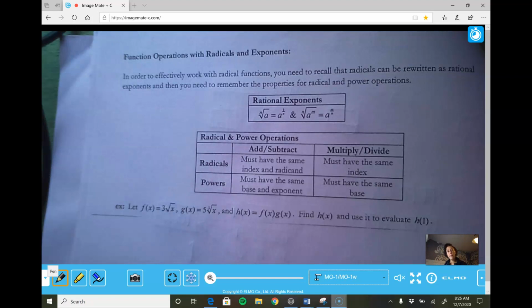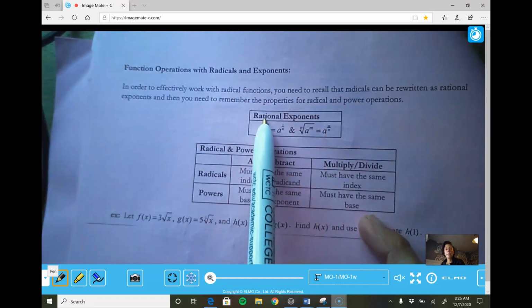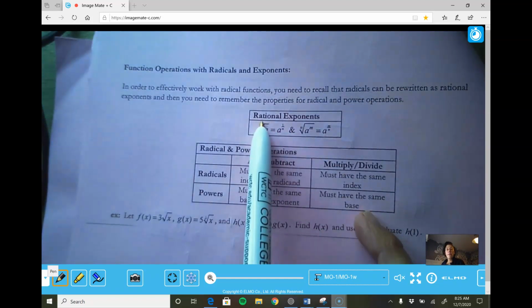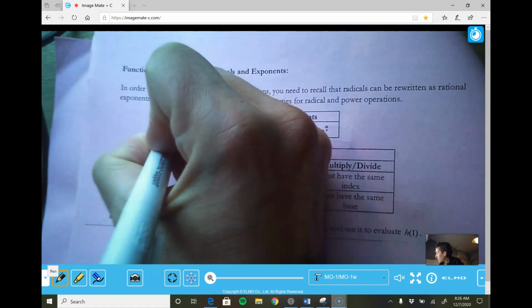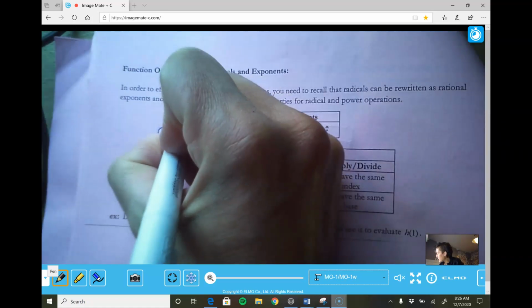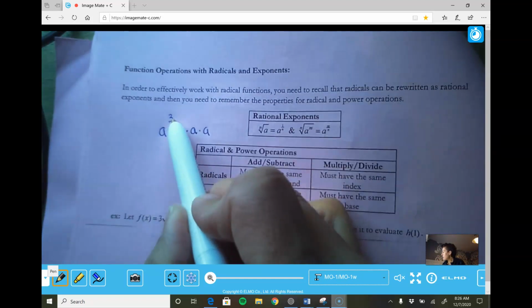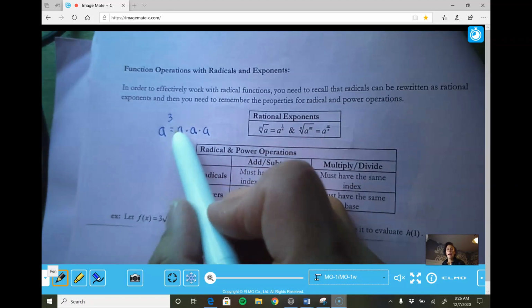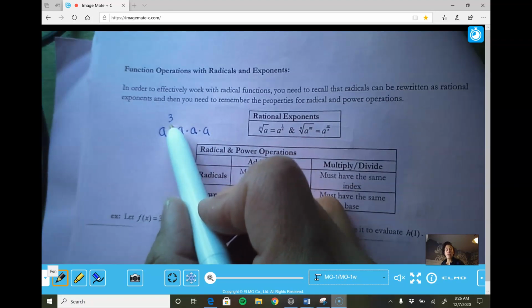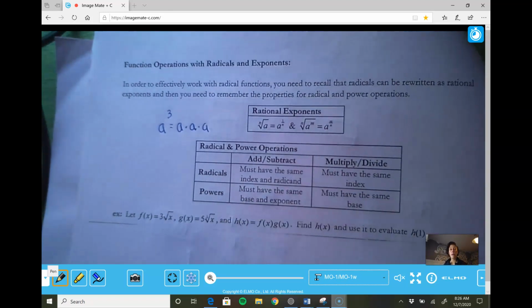So before we start on that, let's just remind ourselves back from freshman year, Algebra 1, that if you have exponents, like a to the third, the a to the third just means that you're going to take a and multiply it 3 times. And so this 3 is called an integer. It's a whole number. But sometimes our exponents can be fractions. And when they're fractions, then they're called rational exponents.